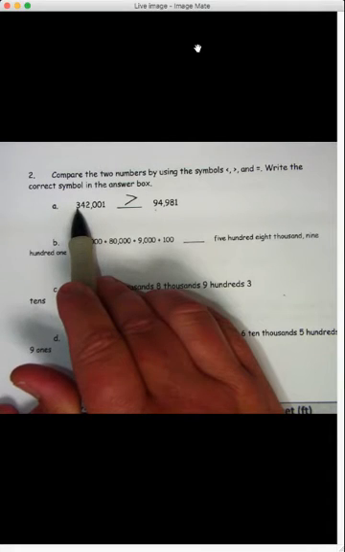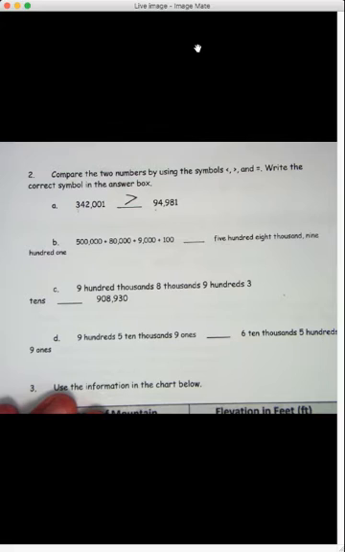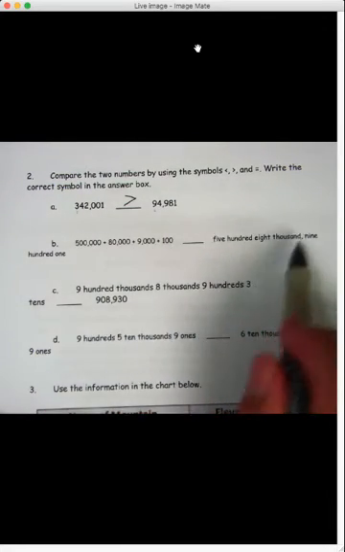It's got a 3 in the 100,000s place, and this doesn't have any 100,000s. Oh my, look at letter B. What are we going to do with this one? We don't even see numbers. We've got, what's this called? It's called expanded form and word form.